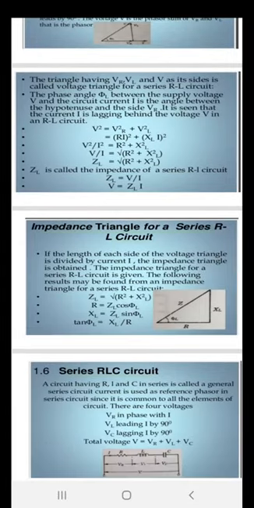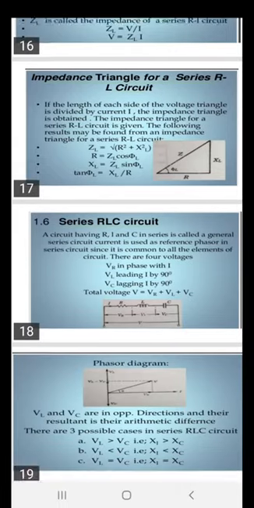Impedance triangle for the RL circuit: if the length of each side of the voltage triangle is divided by current, the impedance triangle is obtained. The impedance triangle for the series RL circuit is given. Following results are obtained: ZL is equal to under square root R square plus XL square. R is equal to ZL cos phi and XL is equal to ZL sin phi. Then sin divided by cos is equal to tan phi, as you know very well, which is XL divided by R.